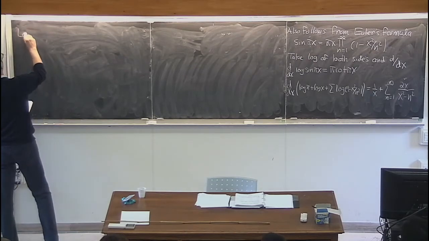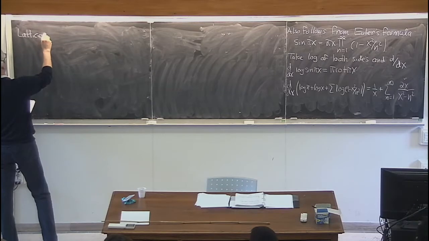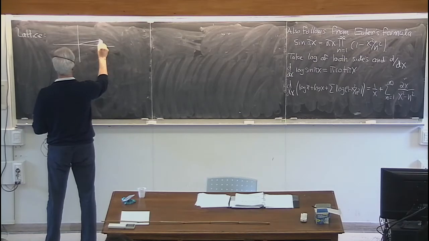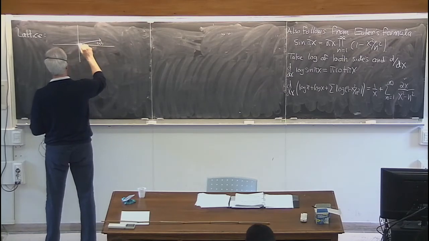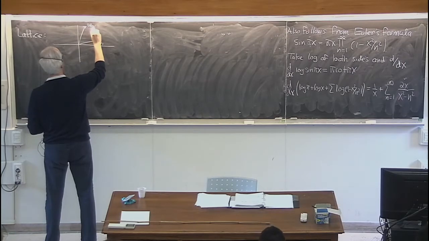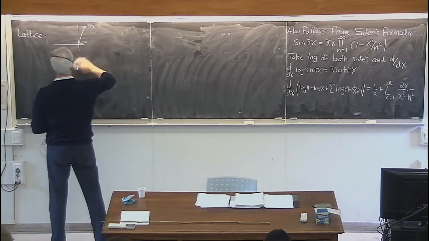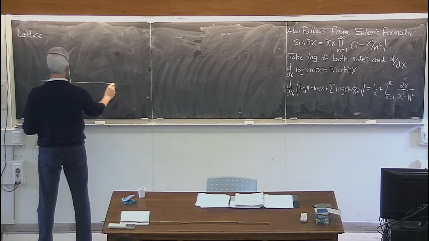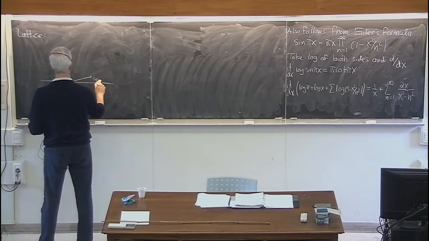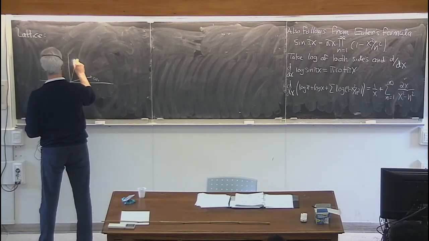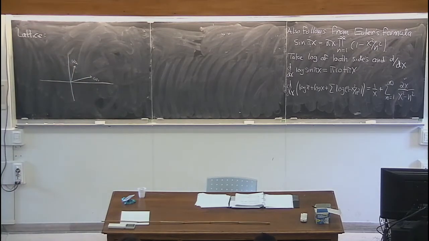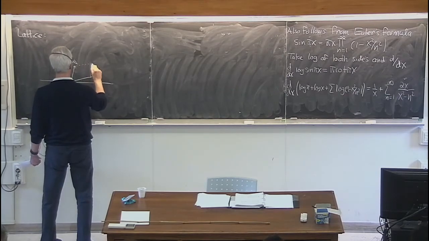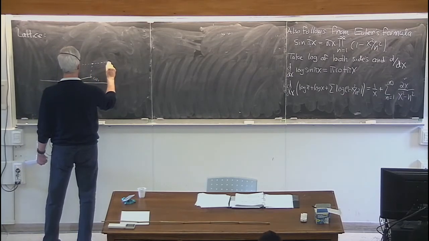So in the last lecture, I introduced a lattice where I chose two complex numbers, omega 1 and omega 2. I don't necessarily have to choose them in the same quadrant. I'm just doing it for ease of drawing pictures. And then I consider the lattice that's generated by translation by any integer combination of these two vectors.